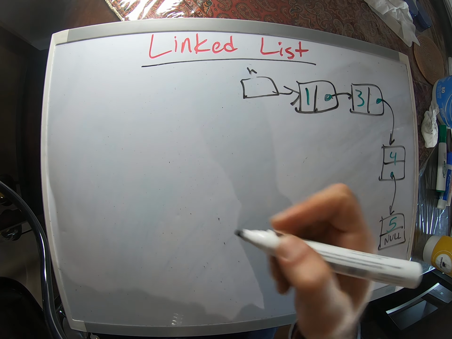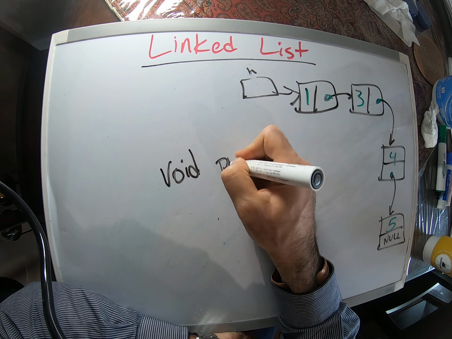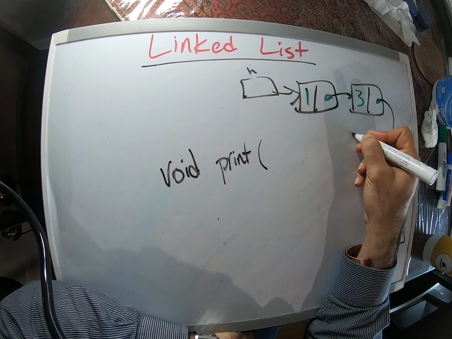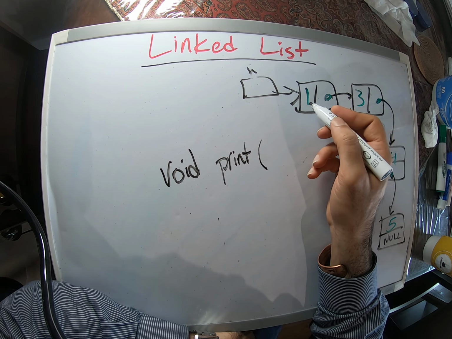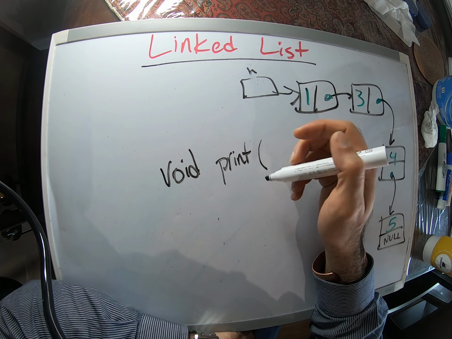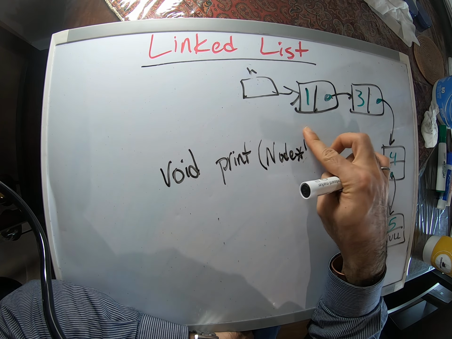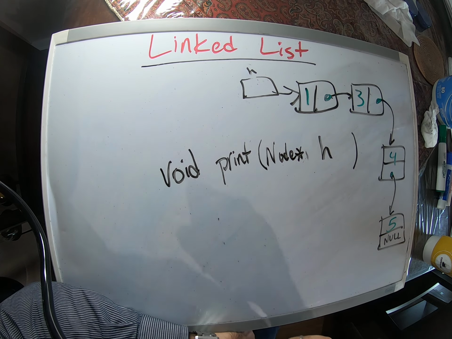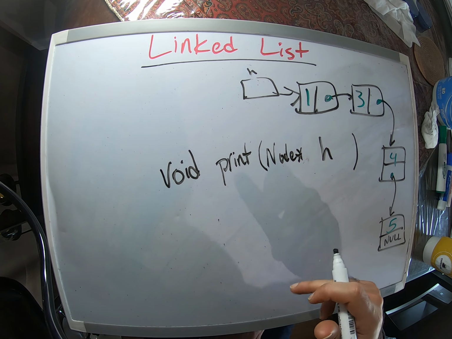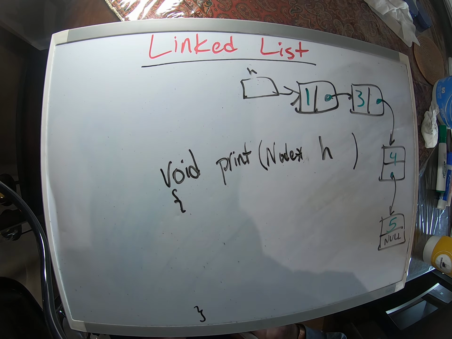Okay, so let's write a code. Let's call it print. First of all, you need to have the pointer in order to do it, right? So you need to have the head pointer. So node star h, we need this. You can pass it by reference or you can pass it by value. Here we pass it by value. We don't need to change it. We just want to print it, right?